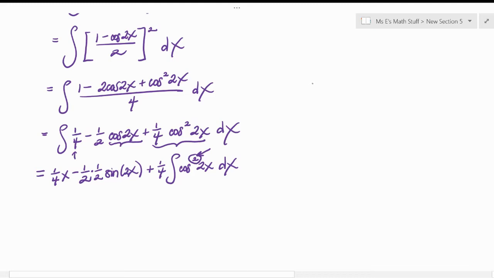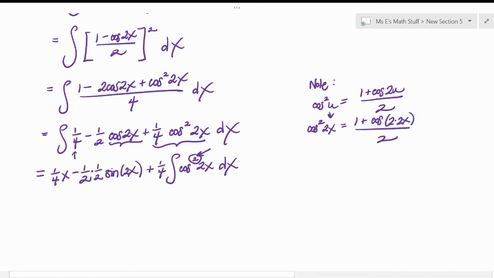And so a note off to the side for this. The power reducing identity for cosine is 1 plus cosine... and actually, you know what? I'm not going to use x. I'm going to use u. There you go. It's equal to this. So if u is equal to 2x, then I hope it makes sense that you'd end up with cosine of 2 times 2x over 2.